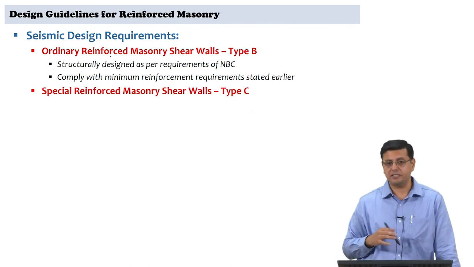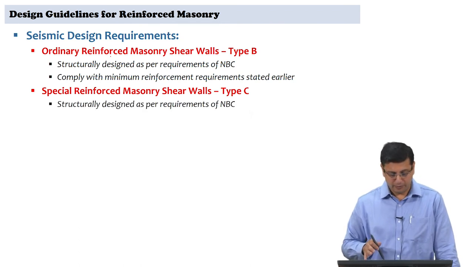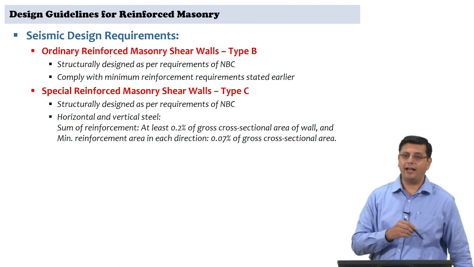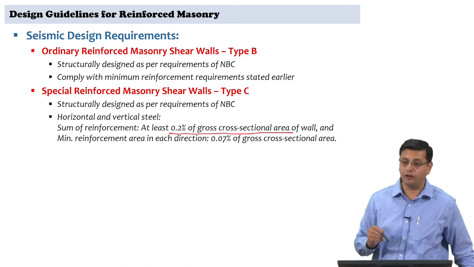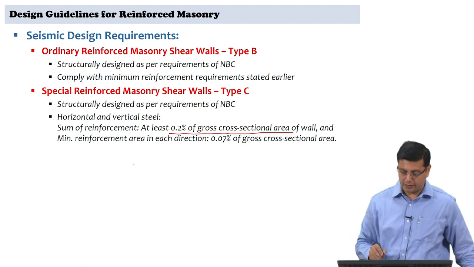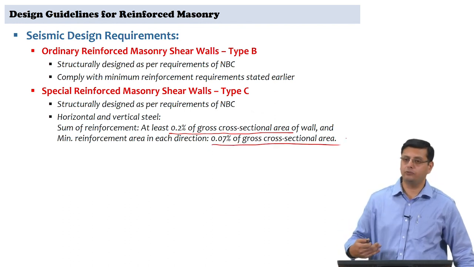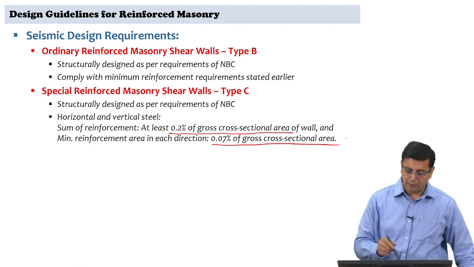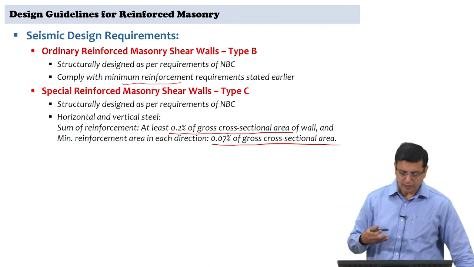Whereas, in the specially reinforced masonry walls, type C walls, you are again designing them as per the requirements of the National Building Code, but there are minimum percentages of steel that are required. So, the horizontal and vertical steel together, the sum of the reinforcement should at least be 0.2% of the gross cross-sectional area of the wall, and the minimum reinforcement in each direction, the minimum horizontal steel and the minimum vertical steel, should individually be 0.07% of the gross cross-sectional area. So, when you come to the special reinforced masonry shear wall construction, you will not use the minimum requirements that we have been using for type A and type B wall, but it is more in terms of specific percentages that you have to adhere to.